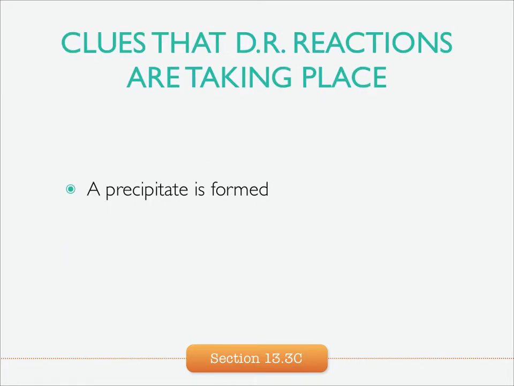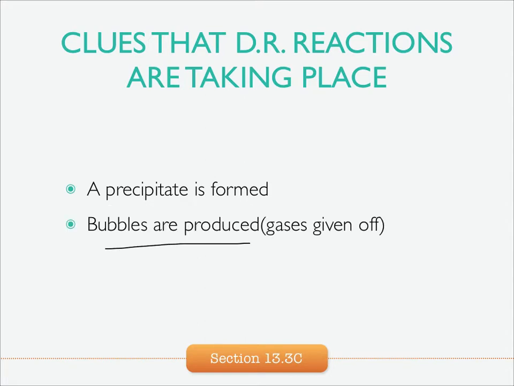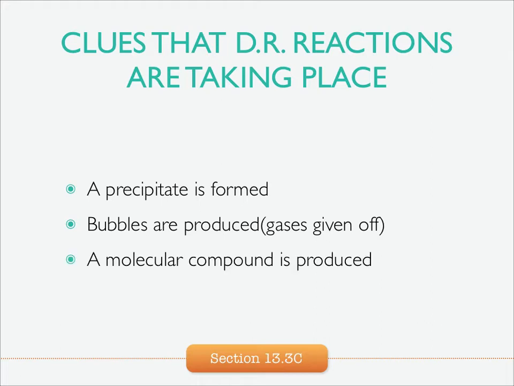Here are some clues that when you do this in the lab, the reaction is actually taking place. One, you might see a precipitate form. That would be the solid that falls out of solution. Second, you might see some bubbles. You put it together and you see gases given off, like hydrogen or something like that. And the third thing is a molecular compound is produced.